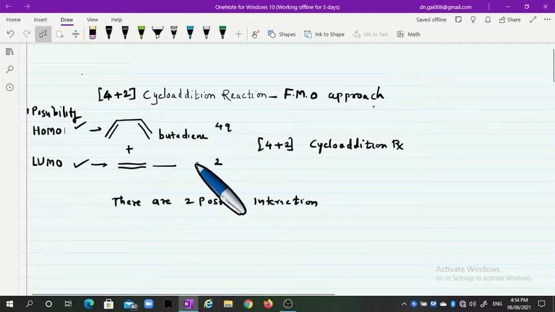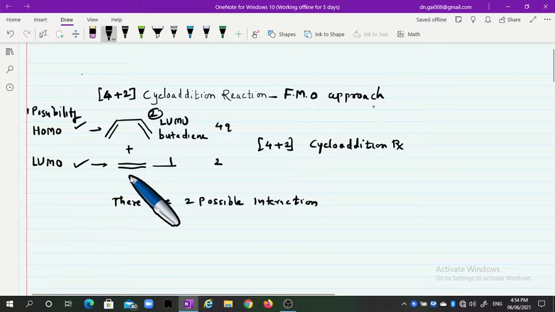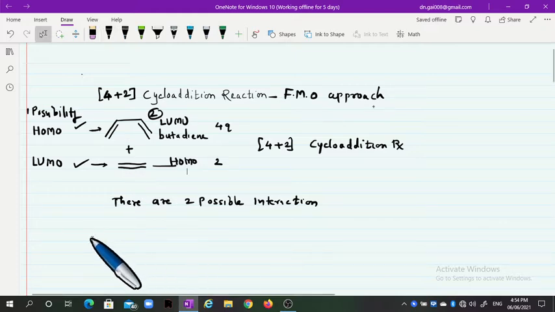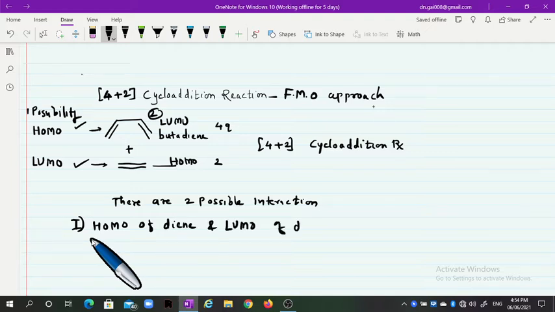And the second possibility is LUMO of butadiene and HOMO of ethylene. Let us discuss both the possibilities. First possibility is HOMO of diene and LUMO of dienophile.